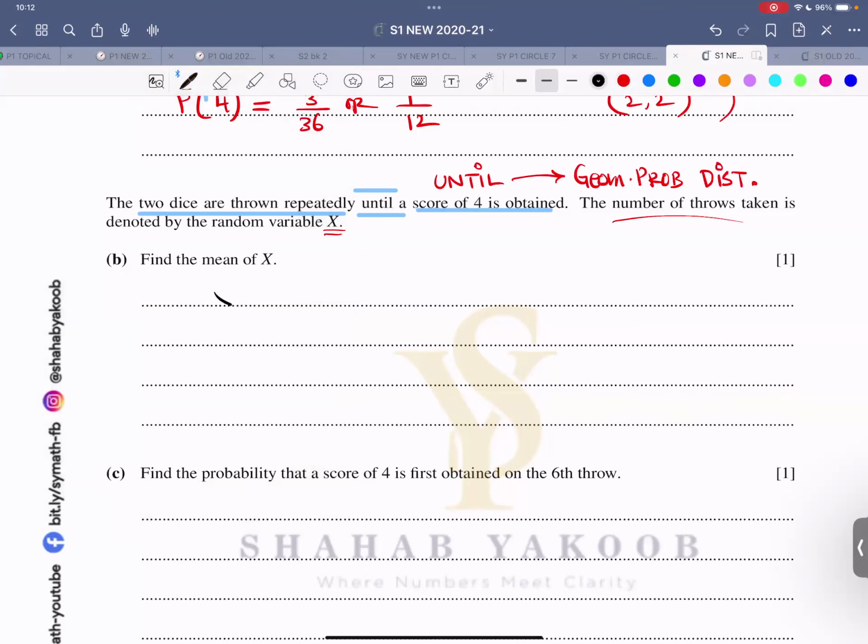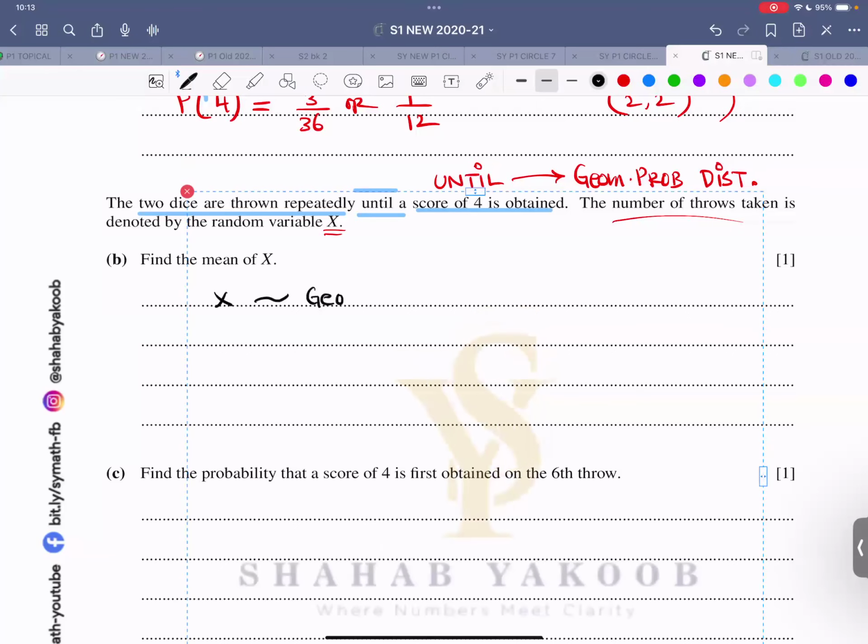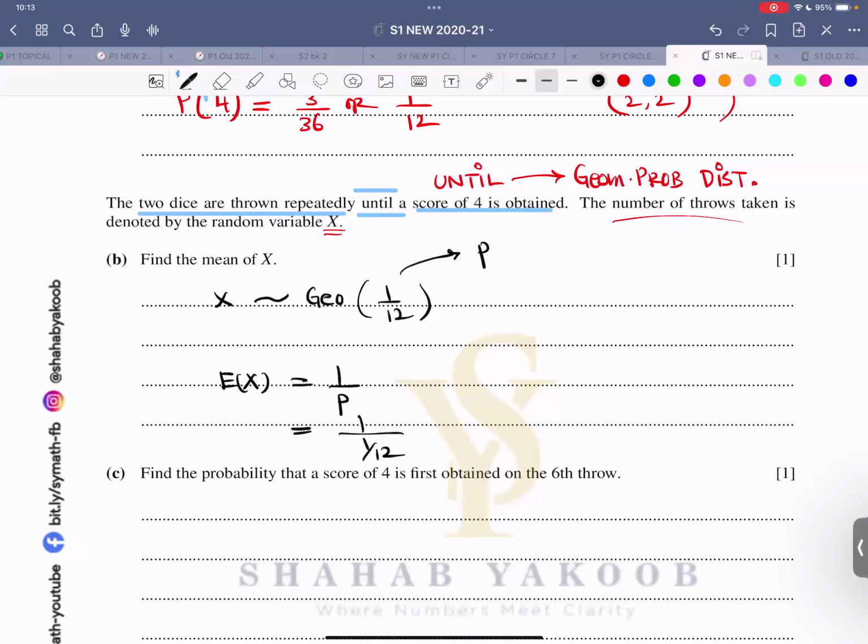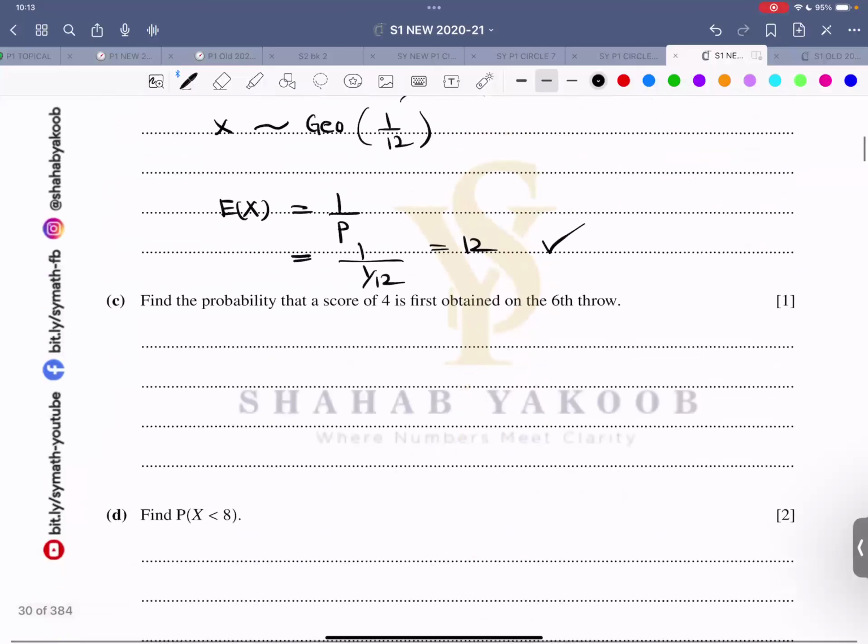First of all, let me write this. X follows a geometric distribution, GEO, that's the short form for geometric, and the probability of success is 1 over 12. The very first thing that we should be aware of is that the expectation of X is the reciprocal of the probability. The probability of success is this. So the reciprocal is 1 divided by 1 over 12, which comes out to be 12. That is the expected value. Again, something very basic, but for 1 mark.